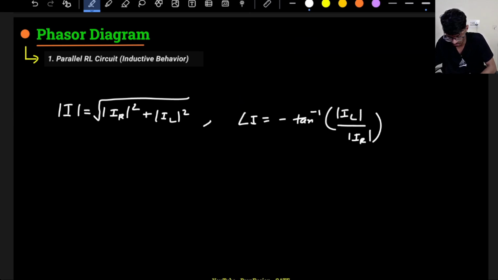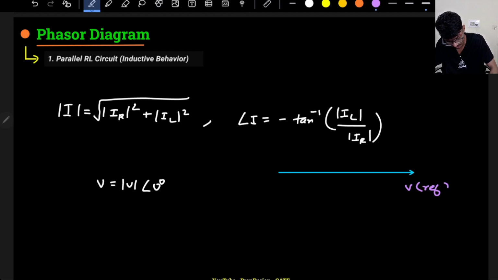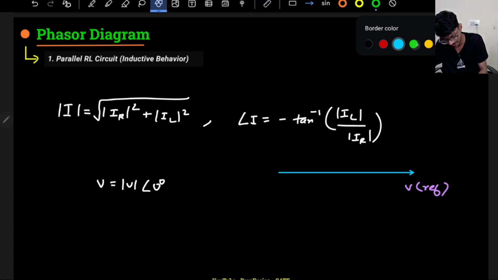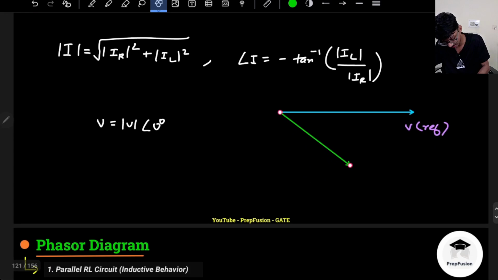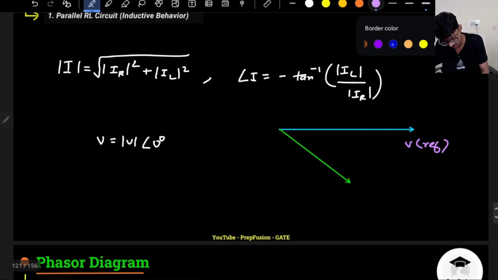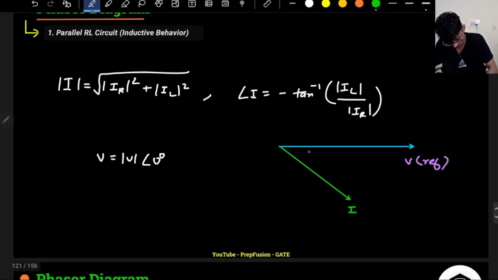What is the angle of voltage? The angle of the resultant voltage is magnitude of V angle 0, because voltage was the reference in this case. So what do I observe? I observe that my voltage here is the reference in a parallel circuit, and my current angle is simply lagging. Current is here.